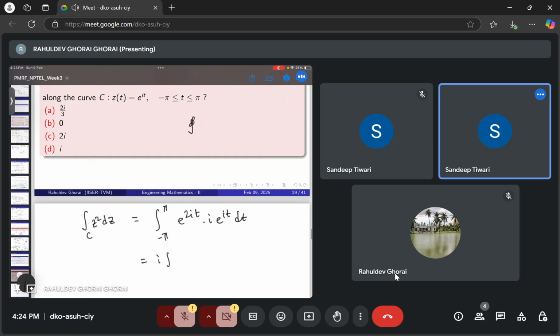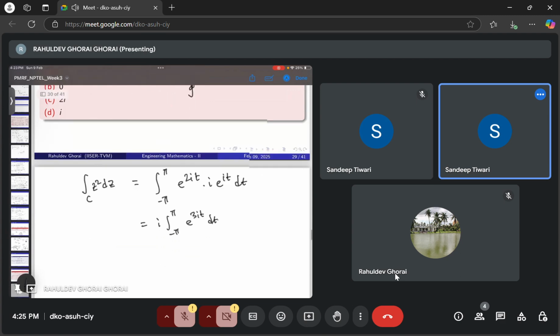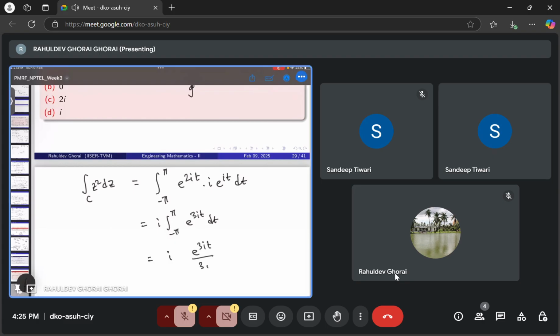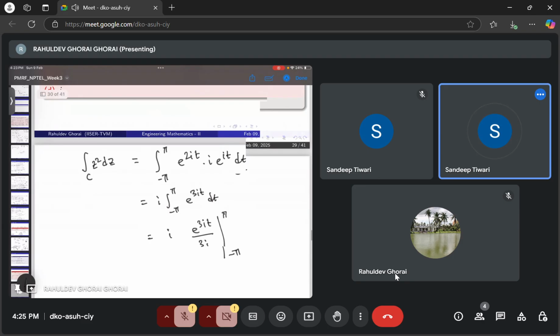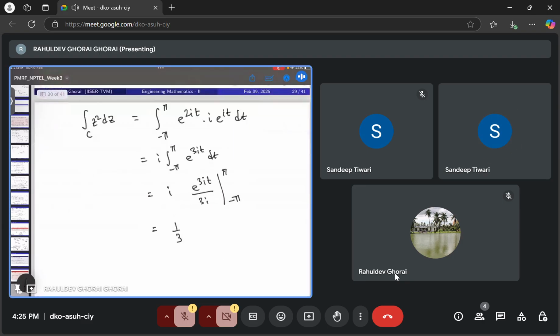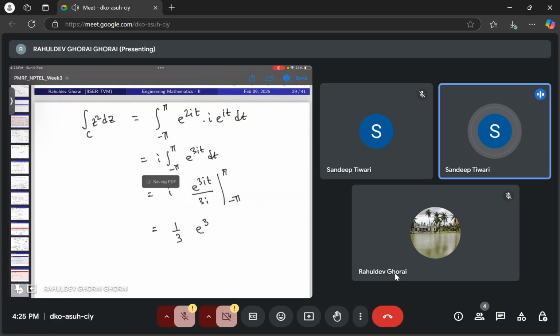Then i times e to the power 3it dt, from minus pi to pi. It gives 1 by 3 e to the power 3it. Right? I am writing correct. Yes, sir. 1 by 3 times minus 1 plus 1, so it will be 0, sir.